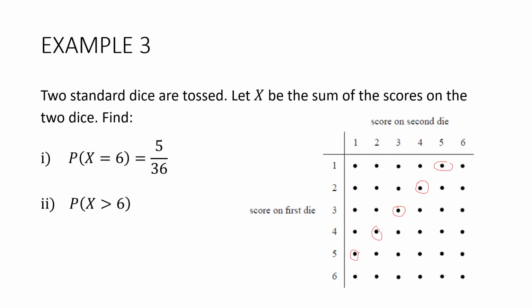Find the probability that x is greater than 6. So that's all of these here. If we add those all up, we have 21 out of 36. And finally, find the probability that x is less than 6. So that's all of these ones here. Or we could do 1, take away these 2. But either way, we end up with 10 out of 36.